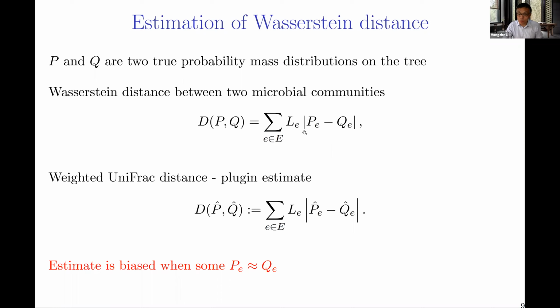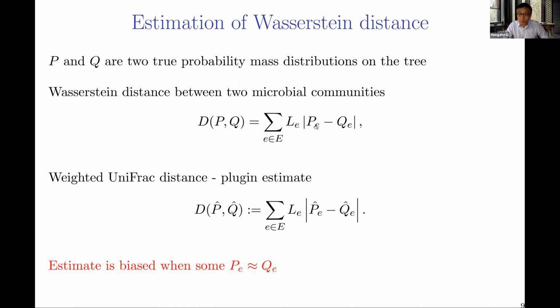So those are the quantities that we really want to estimate. We don't observe the true probability mass distributions, but what we observe are those sequencing reads, which can be interpreted as an empirical estimate of those probability masses.